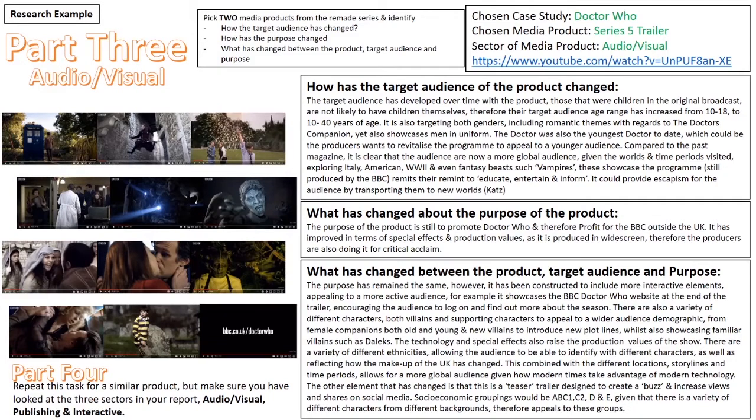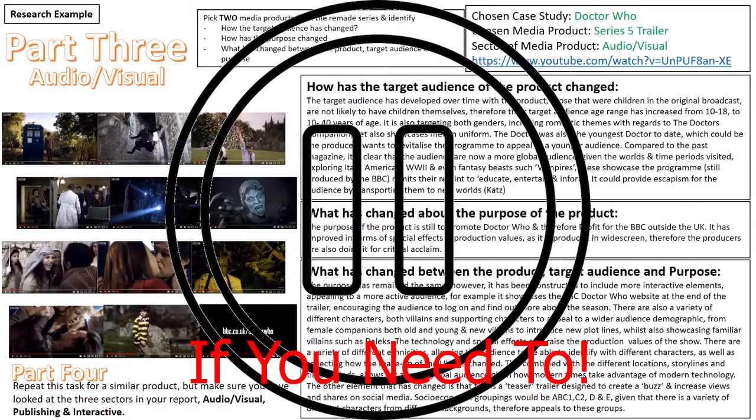Now what you want to do is you want to make sure that you do that for part 3 and part 4, but part 4 you want to do a sector that you haven't covered yet. So I've covered audiovisual and publishing, and you'll probably want to do, for the modern part, the website that is connected to the show, and pick a product from the website to investigate. Okay, so pause this video now and start with part 3 and part 4.